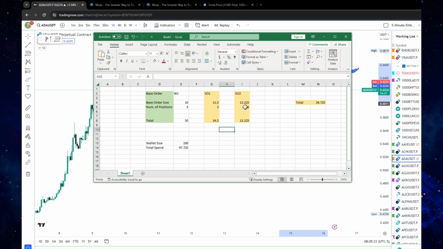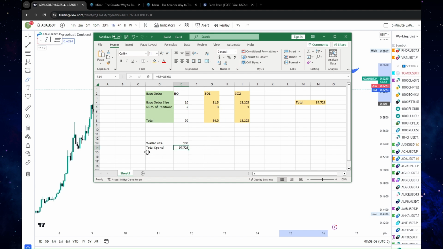And maybe one of them even went down and opened a second safety order. So it's 4, that's fine. The first one, or the 5th one, maybe is still at the base order. So this could be the situation, right? You have the 5 pairs, 3 at SO1, another one at SO2, and the first one is still hanging at the base order.